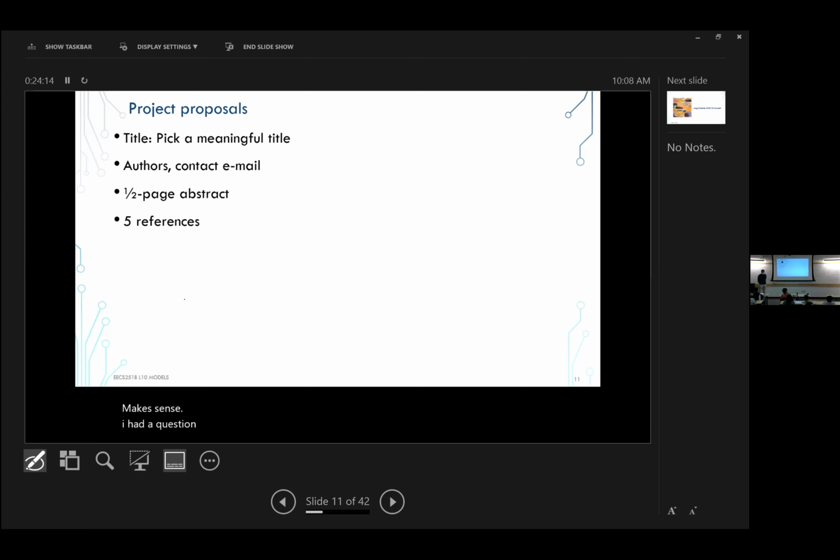Can you change the scope of the project later, halfway through, after you find that it's not feasible? Yeah, you don't want to completely change. The question is: can you change the scope of the project? Yes, you can. You can change the focus of the project. You probably don't want to have a complete change of a project.